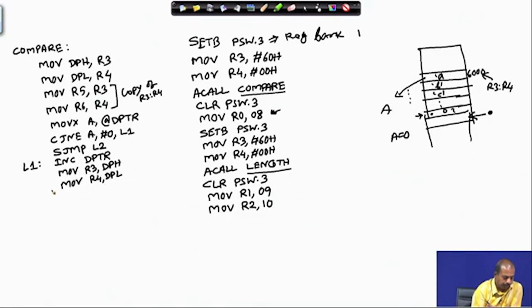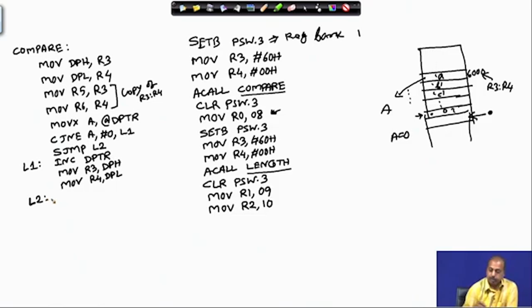Then we have to go for the next one. This R3 and R4 we have saved the value. Now for R5 and R6, we had the previous value of this DPTR. Then SJMP L2. So this L2 will come here. L2 is somewhere here. Okay, so this is our L2.